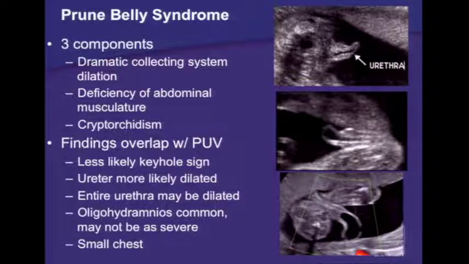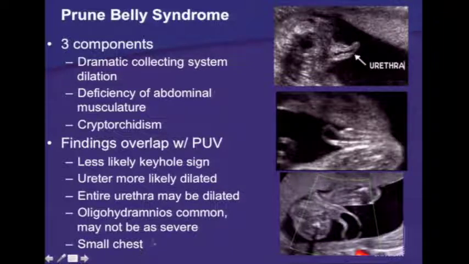The urethra might be dilated all the way to the tip of the penis, and we can look for that. Not the ureter, I'm sorry, the urethra. The ureter is more likely to be overly dilated as well. Oligohydramnios is common but may not be as severe as with PUV, and then the small chest and pulmonary hypoplasia is also an issue.